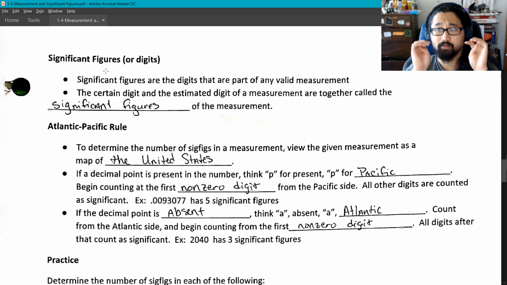If I had this one, I could have just done this one and called it a day. The rule requires a minimal amount of knowledge about a map of the United States. All right, it's called the Atlantic Pacific Rule because of the map of the United States. Now, to determine the number of sig figs in a measurement, view the given measurement as a map of the United States.